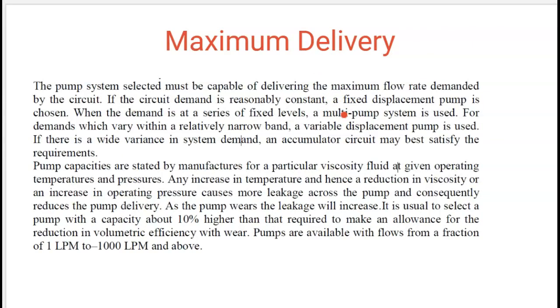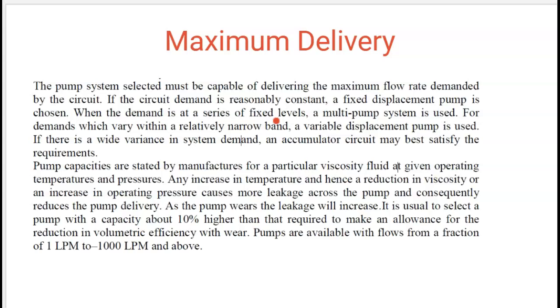Now, whatever pump you select, you need to make sure that it is able to deliver the maximum flow rate as required by the hydraulic circuit. If the demand is constant, a fixed displacement pump is chosen. When the demand is at a series of fixed levels, a multi-pump system is used. What I mean by that is, for example, in the morning they want a certain flow rate, and then at 10 o'clock, 12 o'clock, they want more flow rate, and then later in the evening they want a very high flow rate.